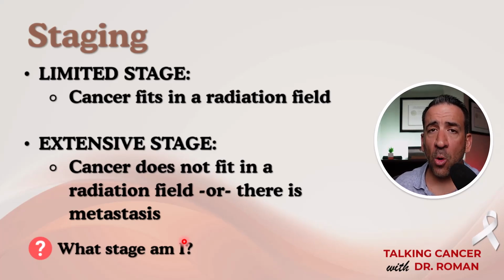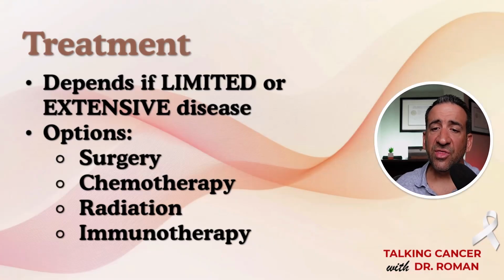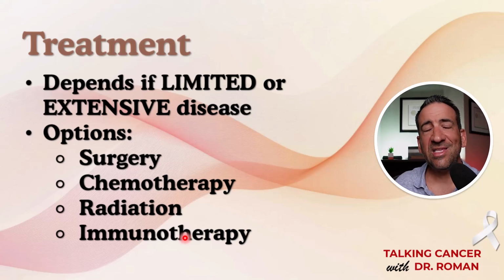All right? It's very important because the limited stage or the extensive stage, you need to know this in order to move on to treatment. So the treatment depends on if you have limited stage or extensive stage disease, and you have many options here. So in general, the options are surgery, chemotherapy, radiotherapy or radiation therapy, and immunotherapy. These are all options, and sometimes we give you a combination of these. All right, so now let's get specific into each one.